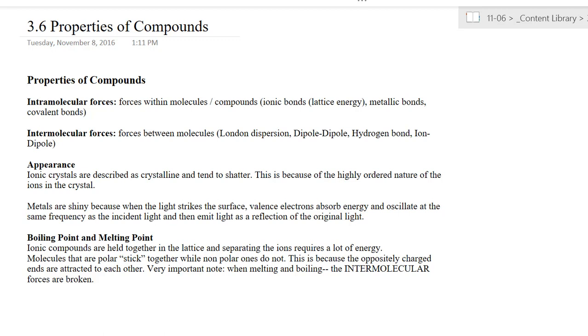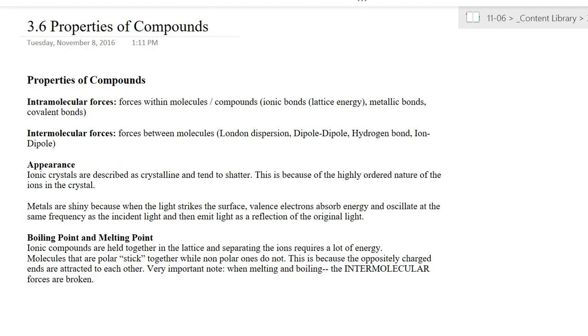To look at the properties of compounds, we first need to discuss some of the key ideas. The first thing that we're going to discuss is the difference between intramolecular force and an intermolecular force, because it's these forces that are going to help us to think about some of the properties and explain some of the properties that we're observing. Intramolecular forces are the forces that hold the atoms together within a molecule or compound. So those are our ionic bonds, those are our metallic bonds, and our covalent bonds.